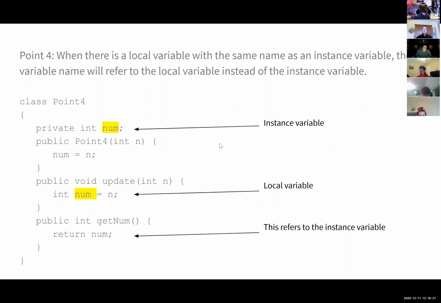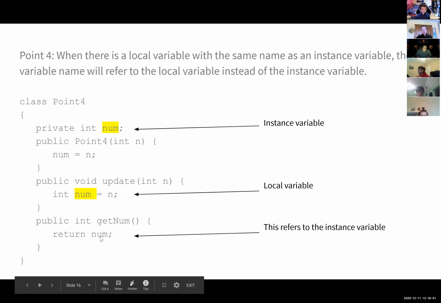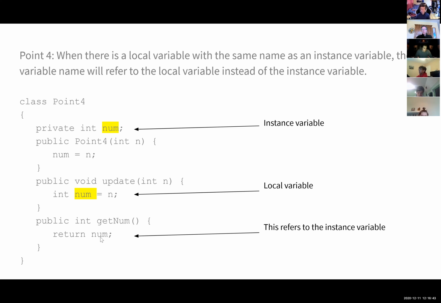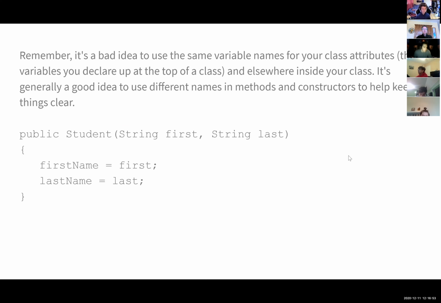But yeah, this explains what I was just saying. The instance variable num is up here. Down here in this update method, this is a local variable num. And then down here in the get num method, we're using the instance variable, not the local variable from a different method. It's just how it works.